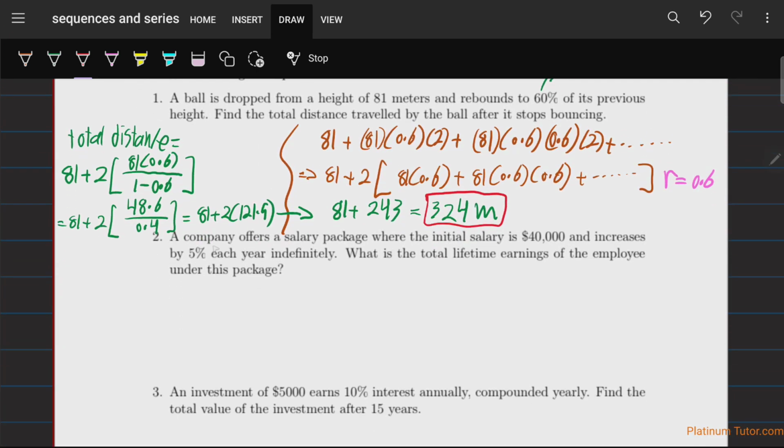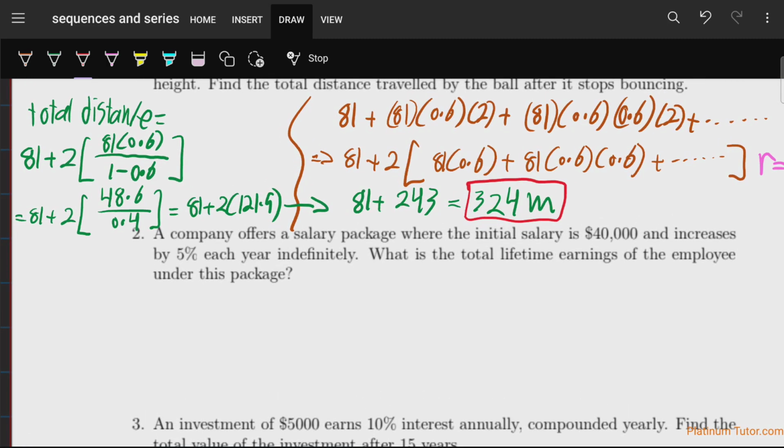So it says a company offers a salary package where the initial salary is 40,000 and increases by 5% each year indefinitely. What is the total lifetime earnings of the employee under this package? And we're assuming the employee lives forever, right? And continues to get this money forever, just as a hypothetical problem. Okay, so let's think about this.